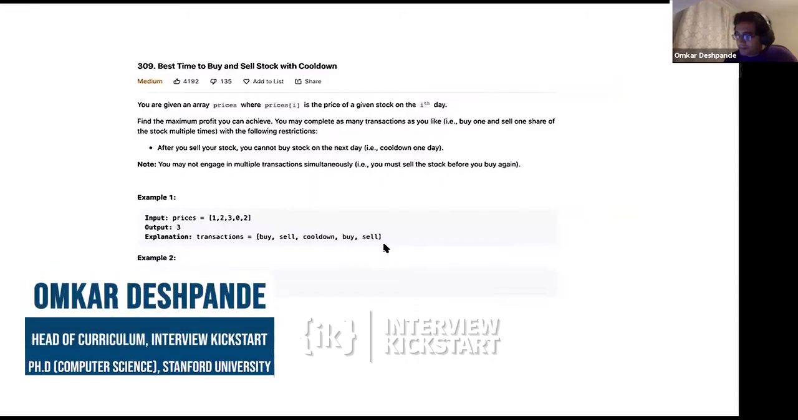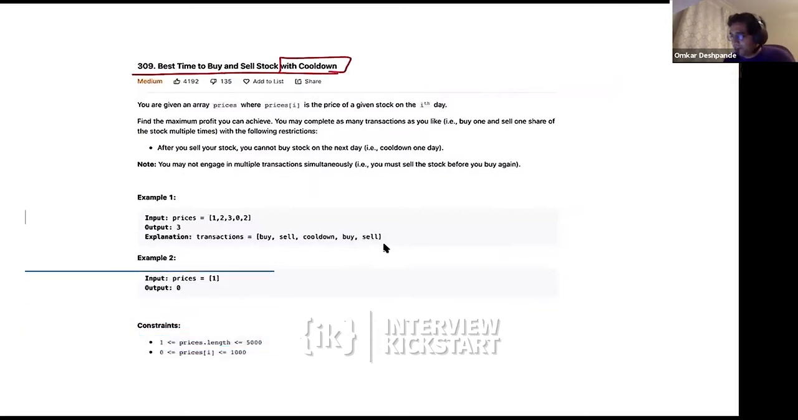The next problem, which is essentially the same. It adds one particular constraint. So you're given the same prices array. You can complete as many transactions as you like. You can't obviously buy multiple stocks at the same time.